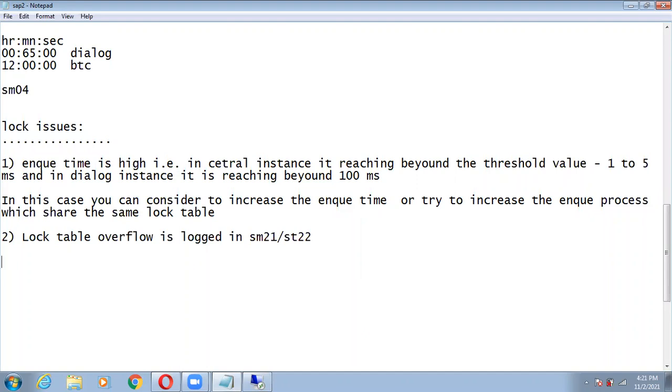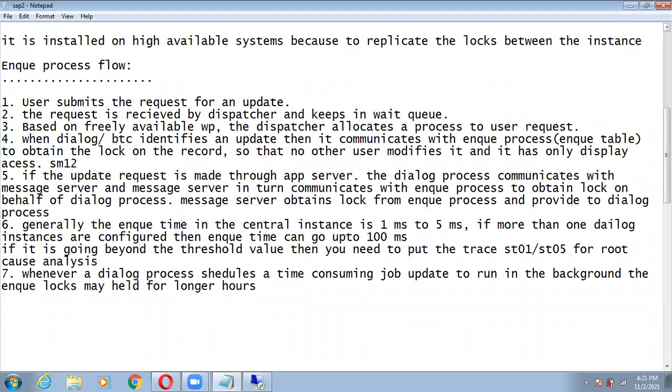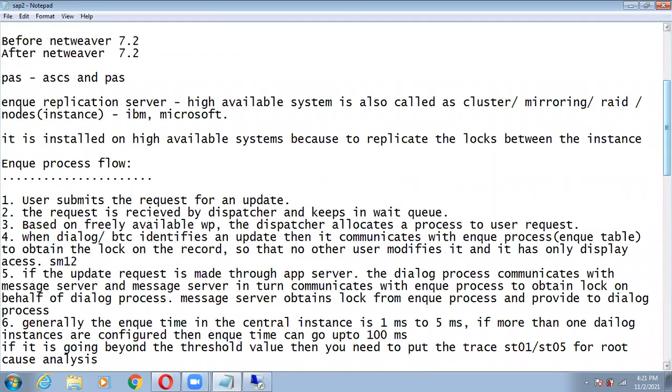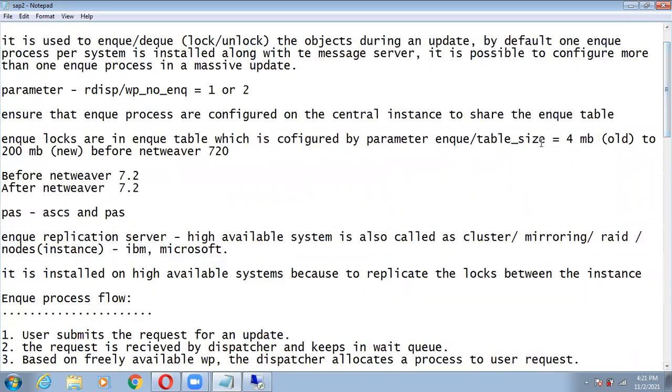So when your lock table suddenly gets full, what action can you take? You can increase the parameter. Yesterday I told you about the table size. So you need to go for the increase of this parameter.